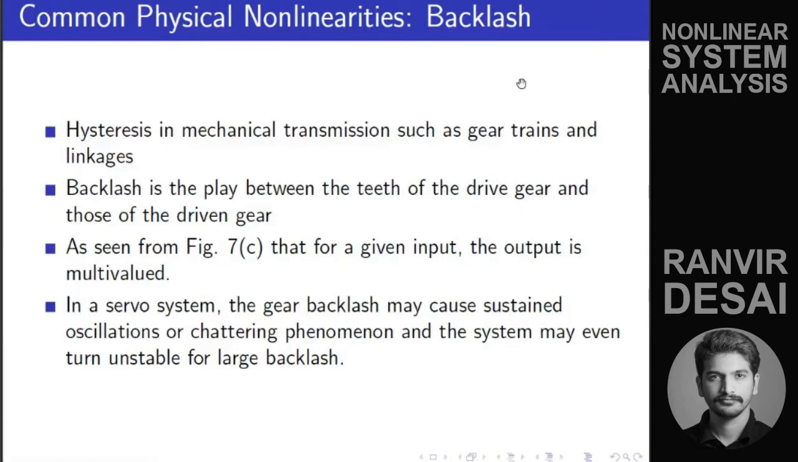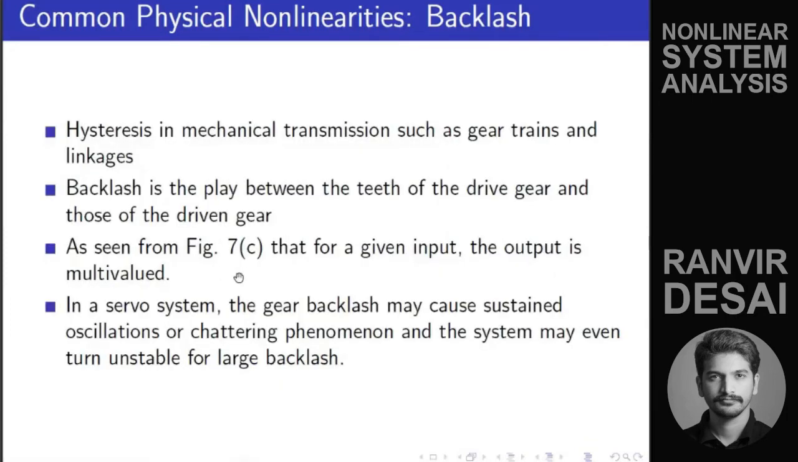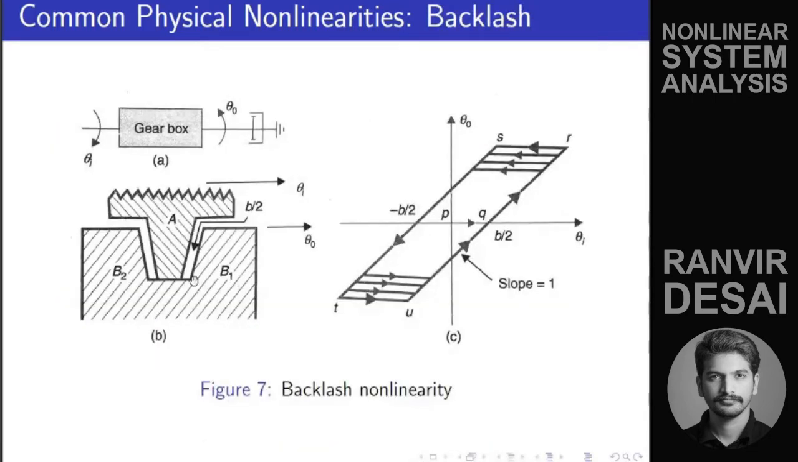So you can consider hysteresis in mechanical systems such as gears. Gears have this backlash. Now, when this backlash error happens, you can consider this: this is one teeth, only one teeth, and a slot here. This is also a slot, but this is also a teeth. This B1, B2 are nothing but the two teeth of the other gear. This is the driving gear, and this is the driven gear.